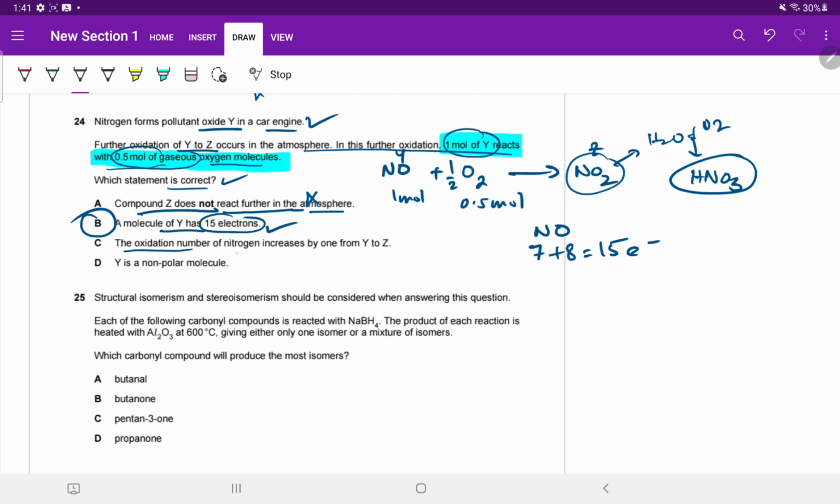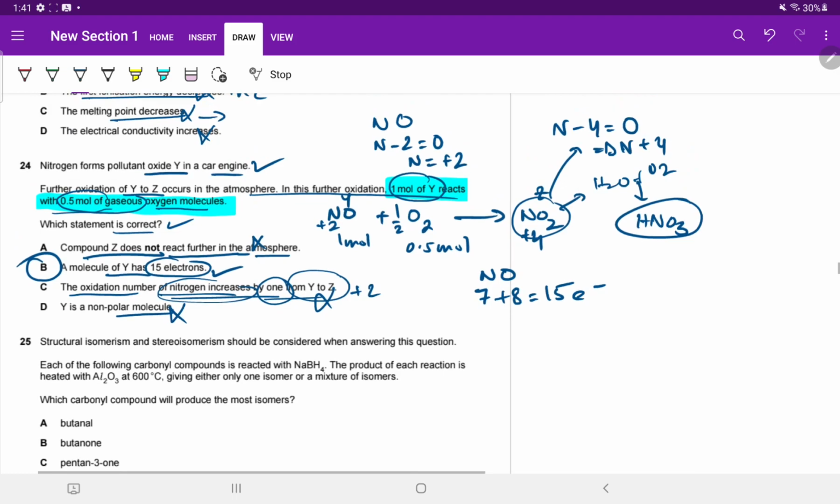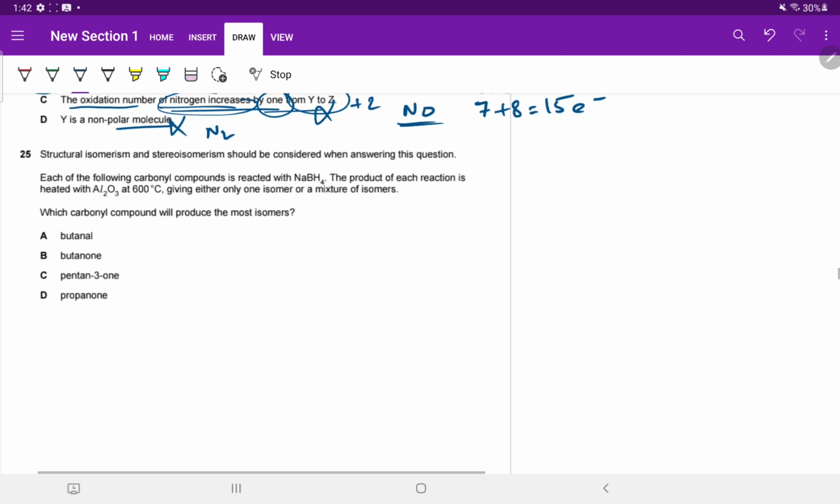Option C says the oxidation number of nitrogen increases by 1 from Y to Z. So let's check the oxidation number. In NO over here, N minus 2 is 0, so N is plus 2. For NO2, N minus 4 equals 0, so N is plus 4. It says oxidation number increases by 1. No, this is wrong, it shall increase by 2. Y is a non-polar molecule. This is wrong, because Y is an oxide. Oxides are not non-polar. N2 is non-polar, but NO is not non-polar, because there is a difference in electronegativity between nitrogen and oxygen, so it's not non-polar.